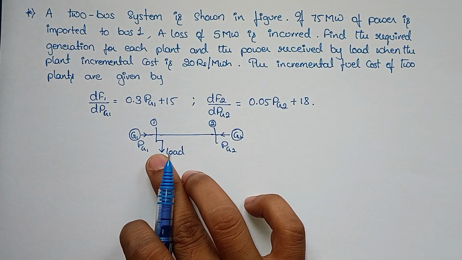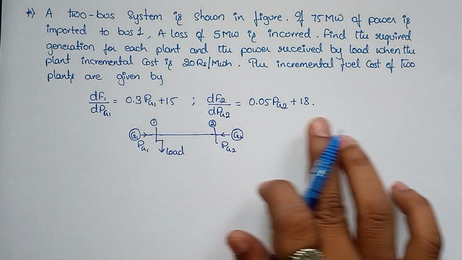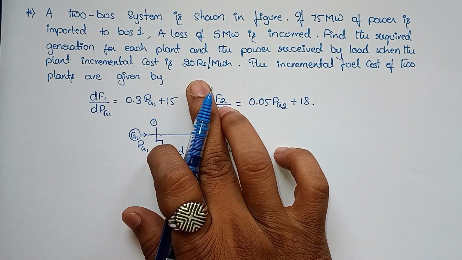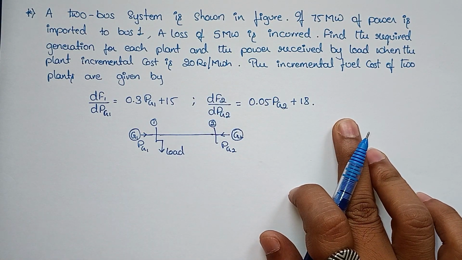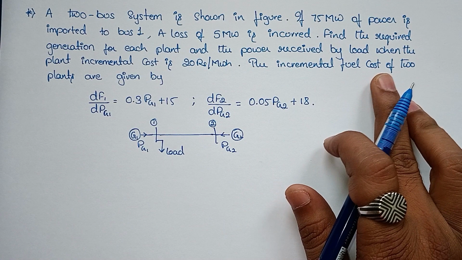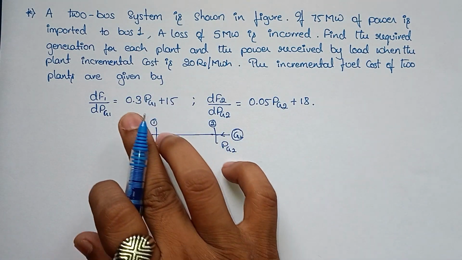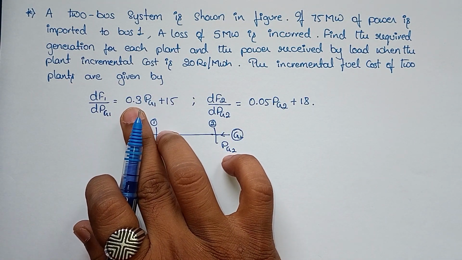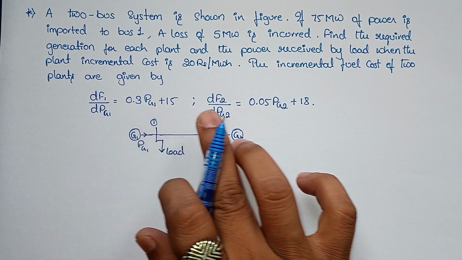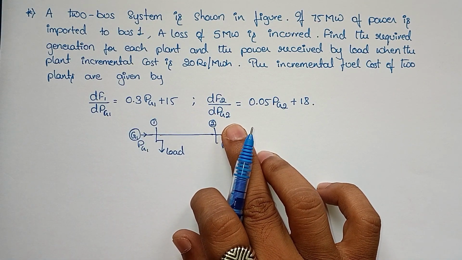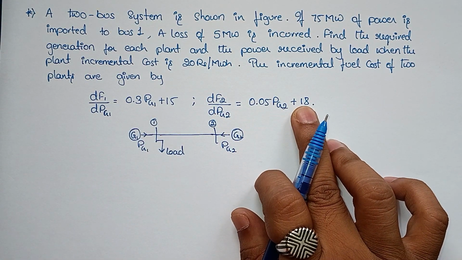load, that's PD, when the plant incremental cost is 20 rupees per megawatt hour, that's lambda, and the incremental fuel cost of the two plants are given by dF1/dPG1 = 0.3 PG1 + 15 and dF2/dPG2 = 0.05 PG2 + 18.